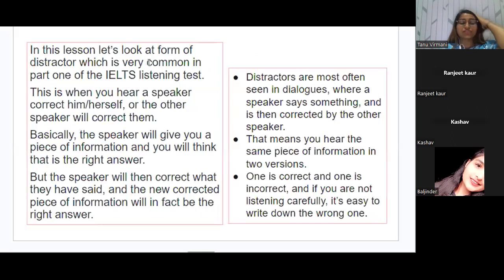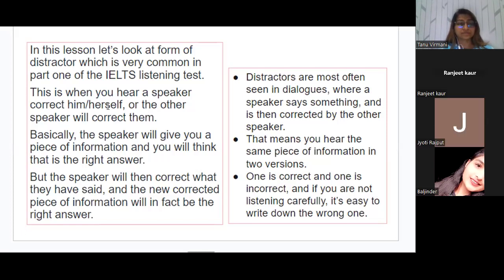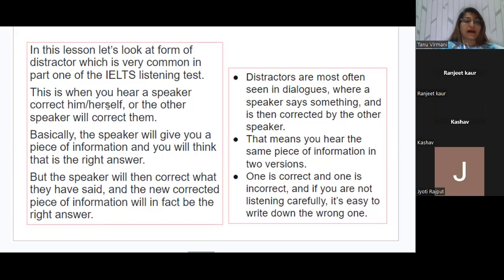Now see, in this session we will look at the form of distractor जो बहुत common होता है आपके part 1 of the listening test में. Part 1 listening test क्या होता है? What is section 1 of your listening? Conversation. Part 1 is a conversation.